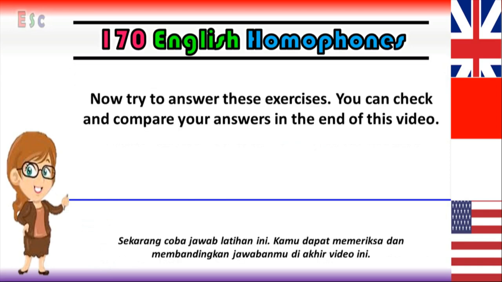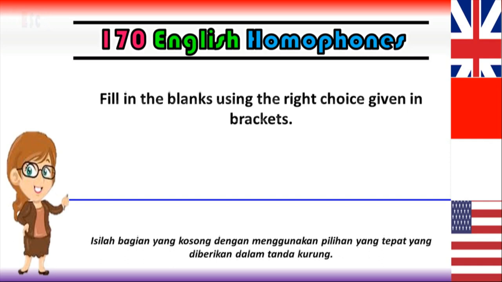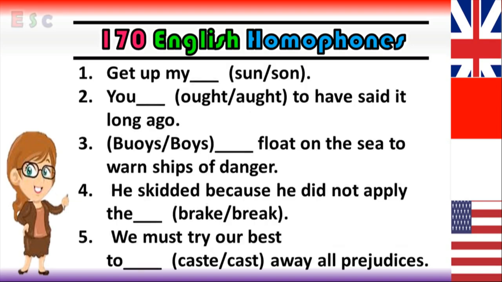Now try to answer these exercises. You can check and compare your answers at the end of this video. Fill in the blanks using the right choice given in brackets. One, get up my son. Two, you ought to have said it long ago. Three, buoys float on the sea to warn ships of danger. Four, he skidded because he did not apply the brake. Five, we must try our best to cast away all prejudices.